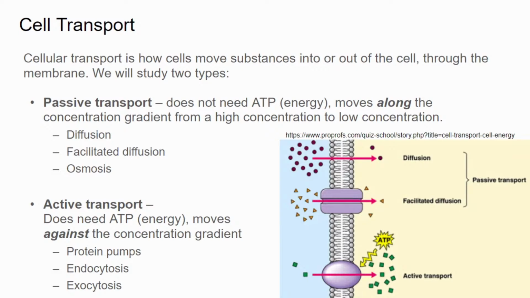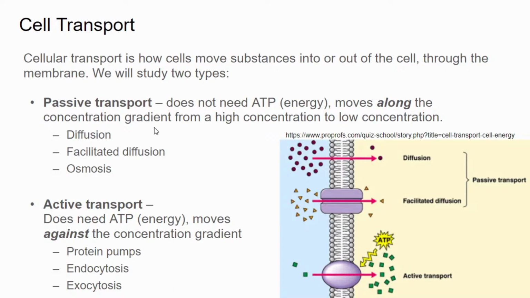So we're going to talk about cell transport. This is how cells move substances into or out of the cell or through the membrane. We're going to look at two types: passive transport. This is a type that doesn't need ATP or energy, and it moves substances along the concentration gradient. So they move from an area of high concentration to an area of low concentration. If you don't remember what that means, don't worry, I'm going to go into that in a bit more detail.